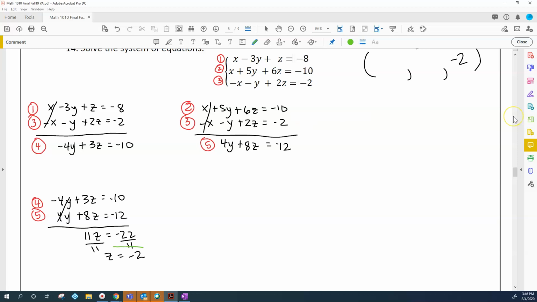So I found the z. Put z into one of the equations? Yeah, so I want to put that -2 either back into equation 4 or equation 5. All right, it looks easiest for me to put it in here, so that's what I'm going to do. So I'll have 4y plus 8 times -2 equals -12.